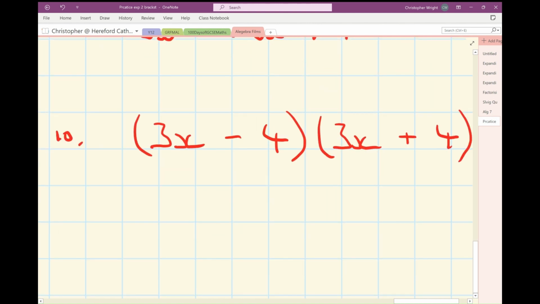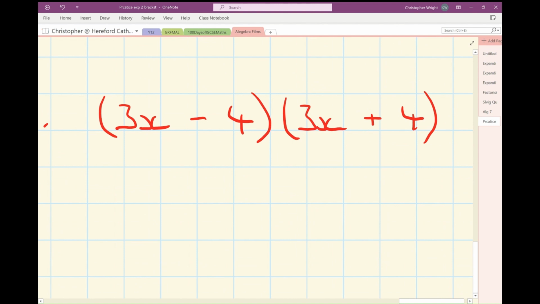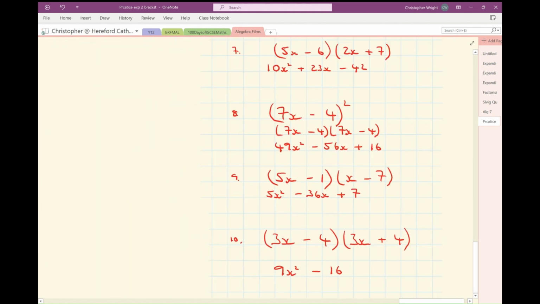Number 10. Oh, it's going to be middle term thief. 3x minus 4, 3x plus 4. I'm going to get 9x squared. I get minus 12x from the nose, plus 12x from the mouth, so they disappear. Minus 16, minus 4 times plus 4.